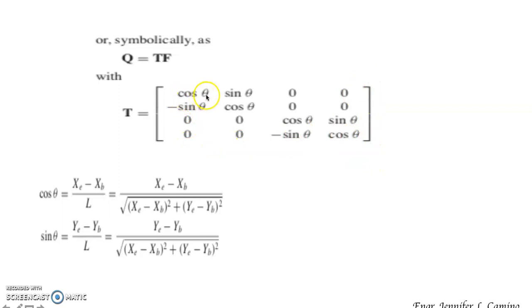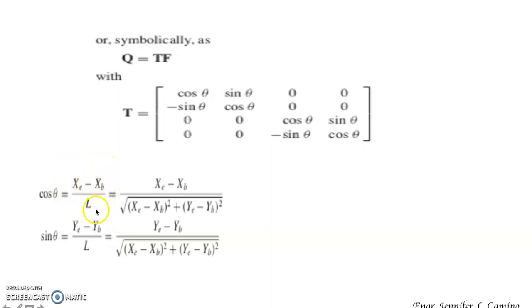How do we obtain the values for cosine theta and sine theta? So this is the equation. For cosine theta, that would be x sub e minus x sub b all over L, or that can be equal to x sub e minus x sub b all over the square root of x sub e minus x sub b squared plus y sub e minus y sub b squared. For cosine theta, this formula is being used for a member in horizontal direction.